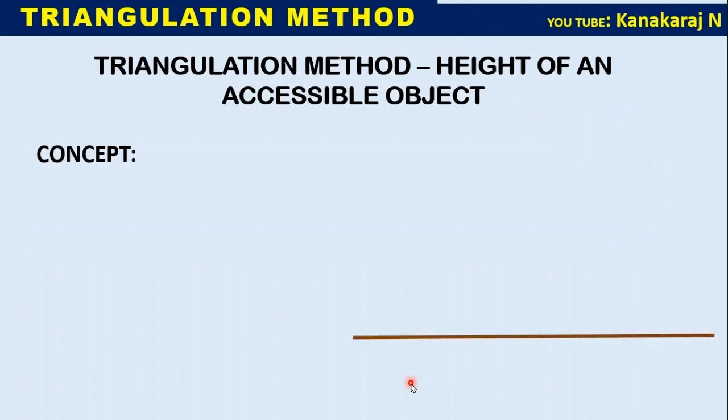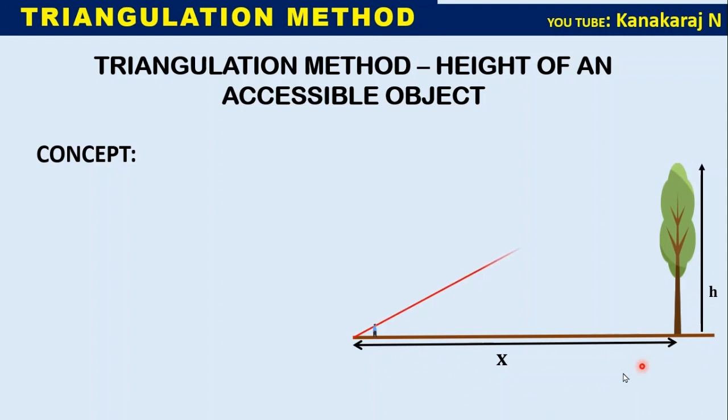Concept. A flat ground. A tree stands. The height is h. A man at a distance x from the tree, looking at the top of the tree at an angle of theta.